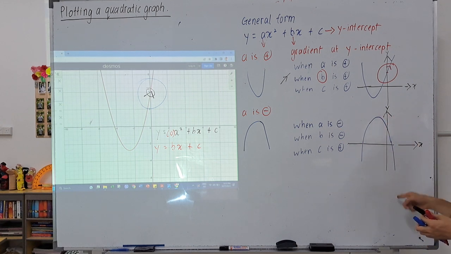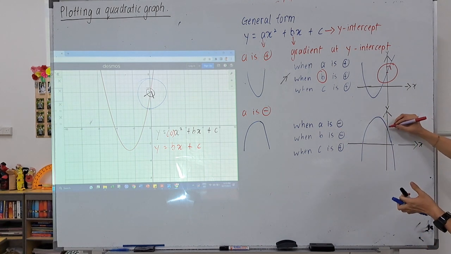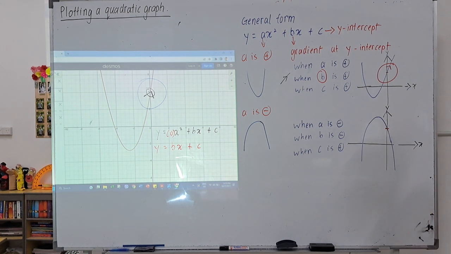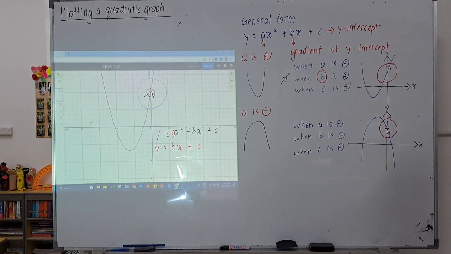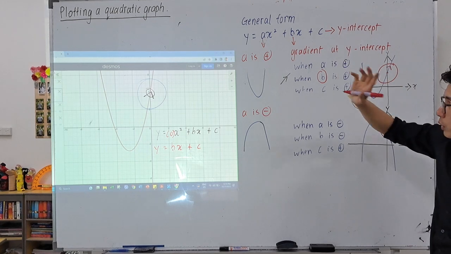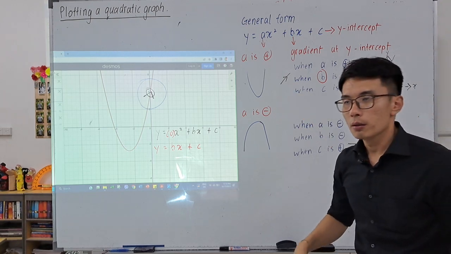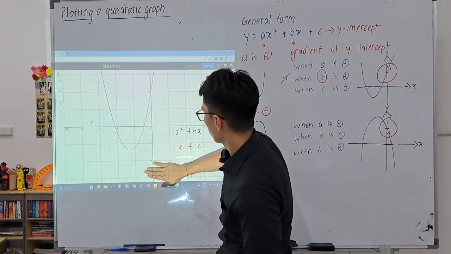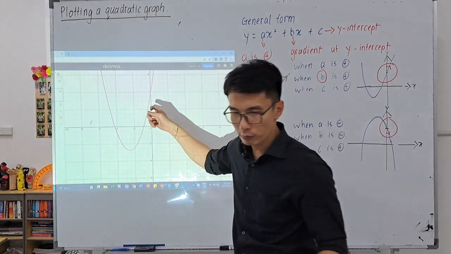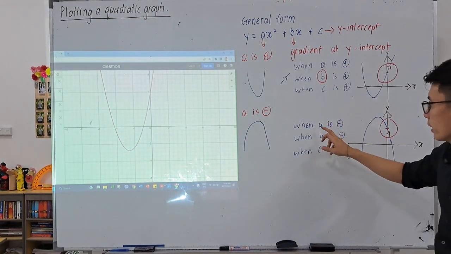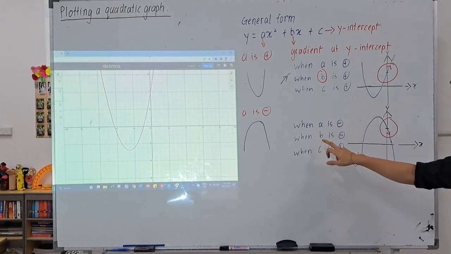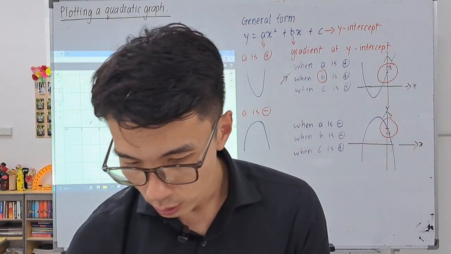Okay, so it's going to look something like this. A is negative, a sad face. C is positive, my y-intercept is cutting the positive area of the y-axis. And B is negative, look at this zone over here. The gradient is a negative gradient at the area of the y-intercept, correct? So that is how we know how the values of A, B, and C affect the quadratic graph. Of course, I'm going to play with this so you can see better. I'm going to make the A value negative, B value negative, C value positive in this graph over here.